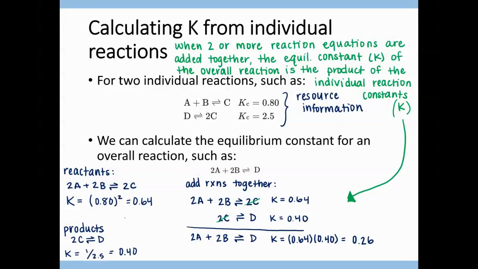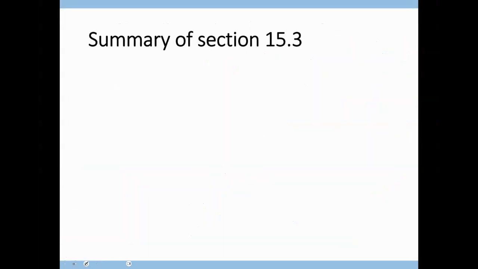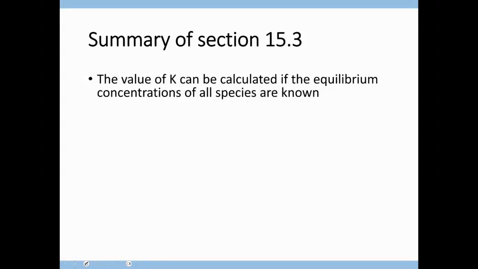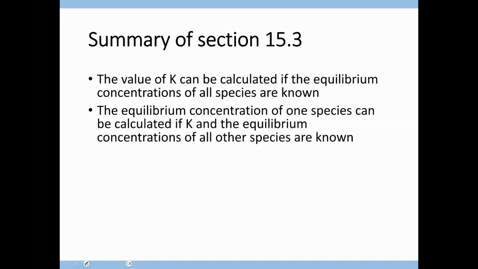Okay, well, to summarize what we've learned in this section, using the reaction constant, we can calculate K if we know all of the concentrations of products and reactants at equilibrium, or Kp if we know all the partial pressures of products and reactants at equilibrium. If we know the K value, but are missing one product or one reactant's equilibrium concentration or partial pressure, we can use that expression to find the concentration or partial pressure of an individual species.